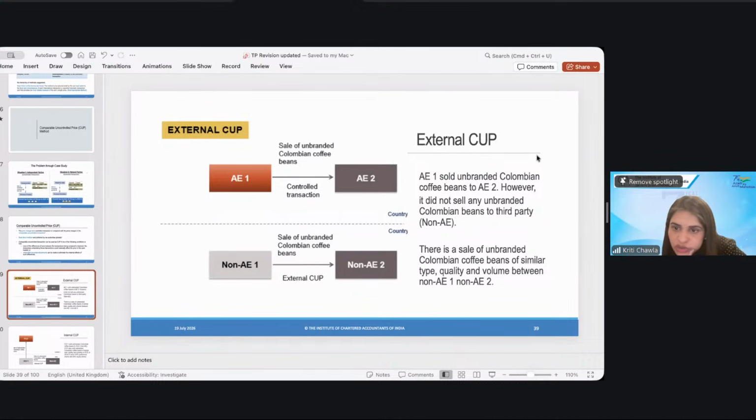Now, there is also a sale of unbranded Colombian coffee beans of similar type, quality, and volume between non-AE1 and non-AE2. To benchmark this transaction between AE1 and AE2, what we can do is use this particular external CUP price. Whatever this external CUP price is, we can adopt it as the price for the controlled transaction. This is called the CUP transaction.